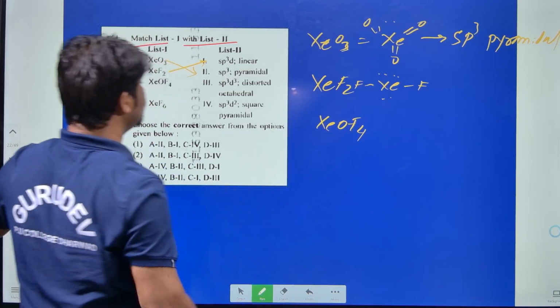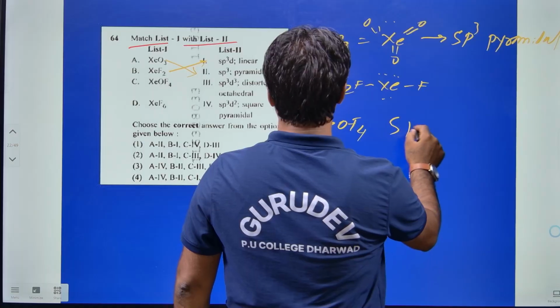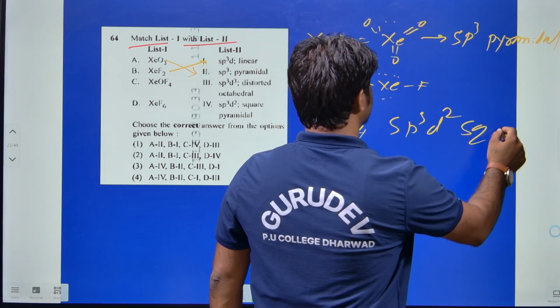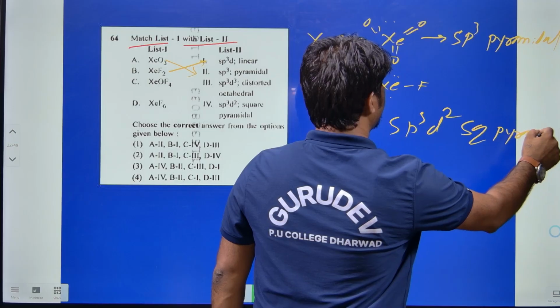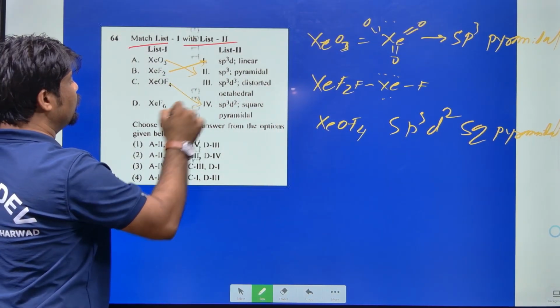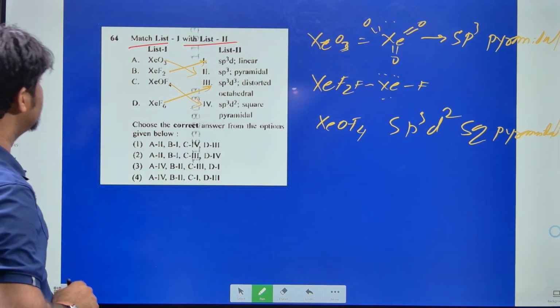XeOF4 undergoes sp3d2 hybridization and forms a square pyramidal geometry. So C belongs to what? The fourth one. At last, XeF6 belongs to the third one. Then which is the right answer?